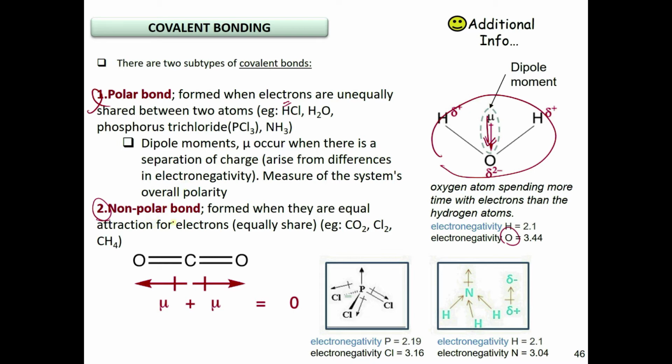The second is non-polar bonding, which is formed when there are equal attractions for the electrons. So you see, this is one example of non-polar bonding, for carbon dioxide, chlorine gas, or methane. So you have this carbon and oxygen. Because of the almost similar electronegativity, even though it has slightly positive or negative charges, they are neutralized between each other. The dipole moments cancel each other, so it becomes a non-polar bond.